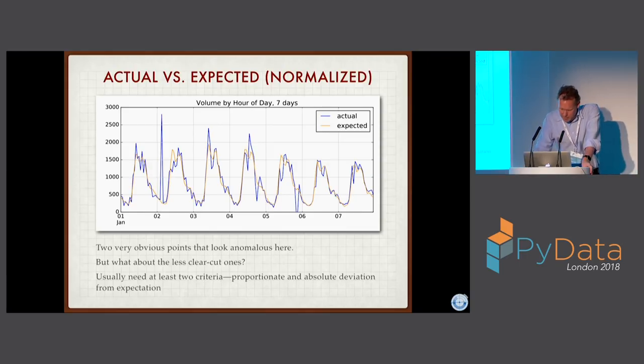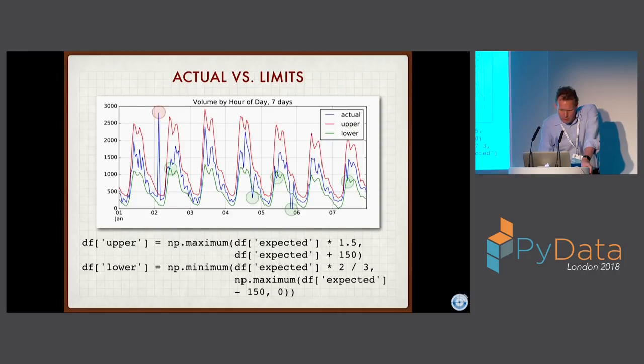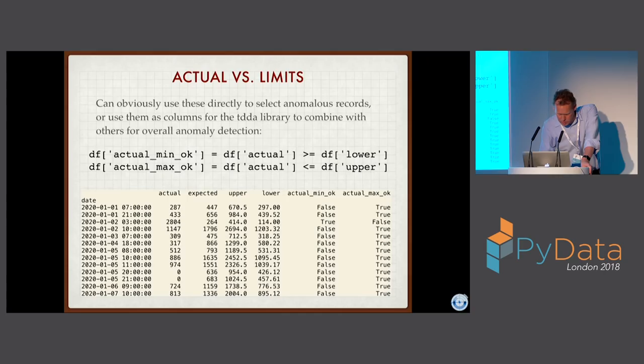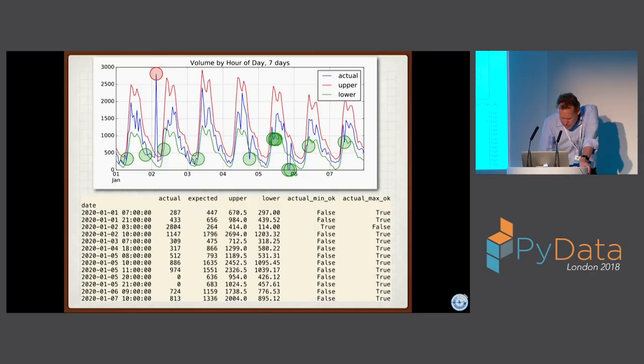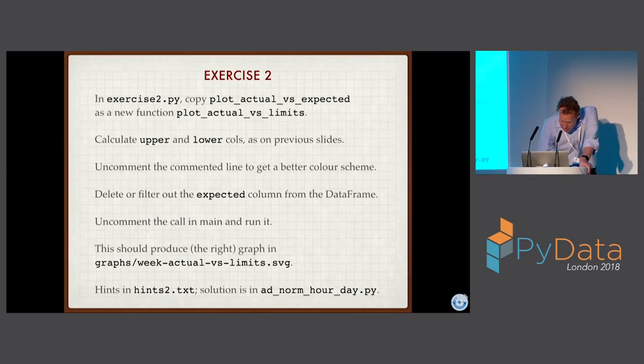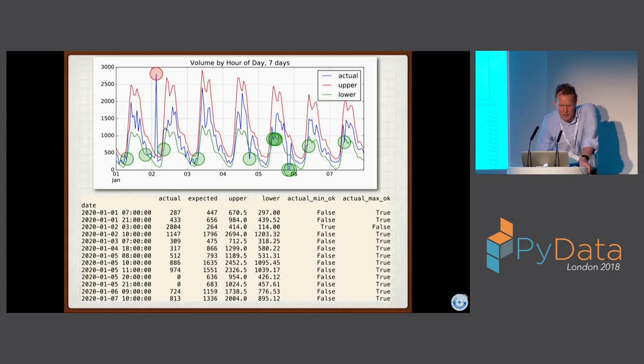So that's exactly what happened here. If we calculate the obvious limit just by multiplying by 1.5 and adding 150 and taking the higher of those to get the maximum and taking the lower of the other two to get the minimum and capping it at zero, this is what gets detected. I'm hoping there's an exercise coming up soon. There is. So that's the sort of graphical approach.